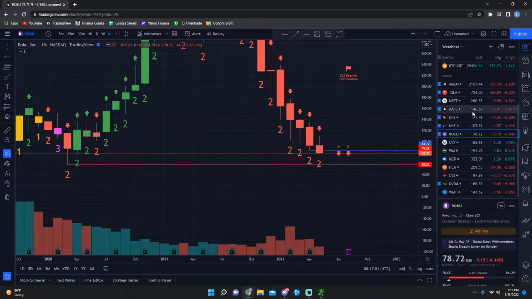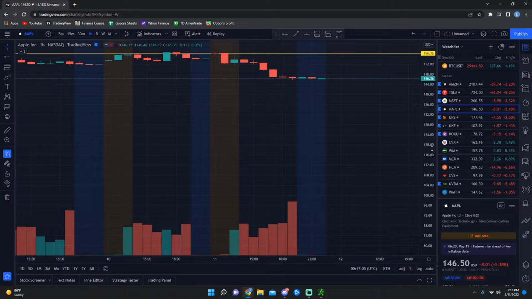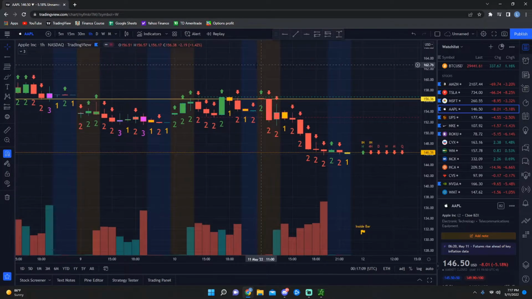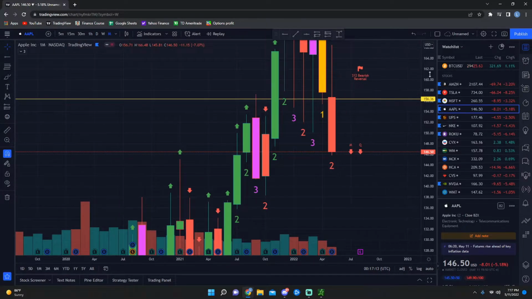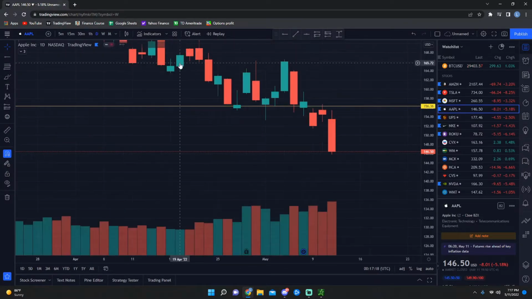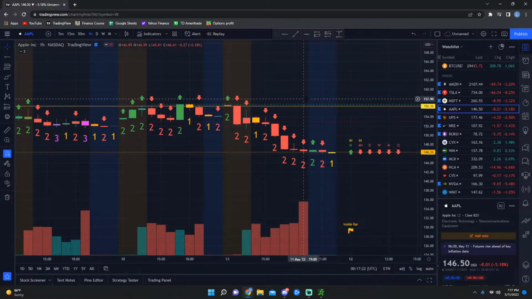Apple on the 1 hour. Okay, so Apple on the 1 hour. Let's look at the upper time frames first. So we are red on the monthly, red on the weekly, red on the daily, of course. So for Apple, right off the bat, I'd be playing puts, 100%.